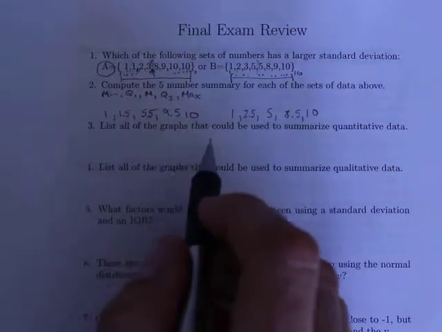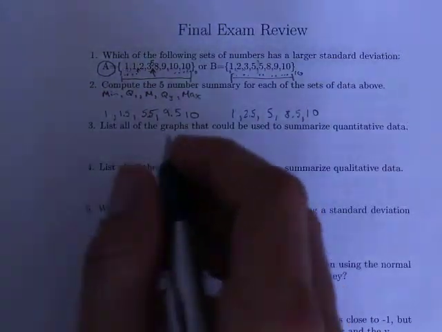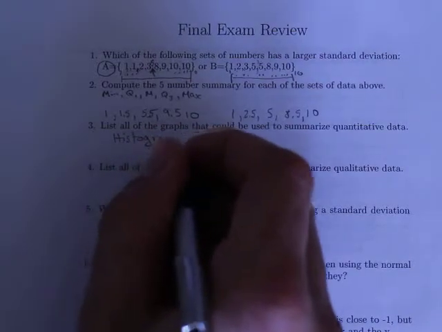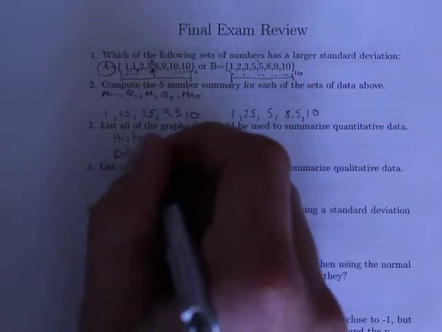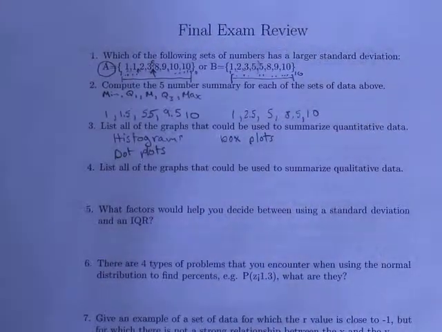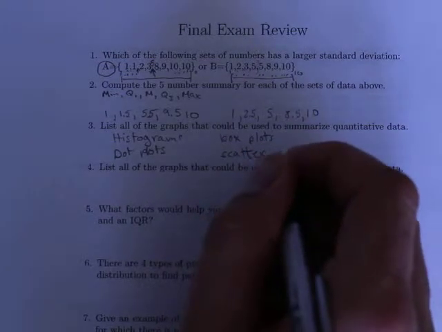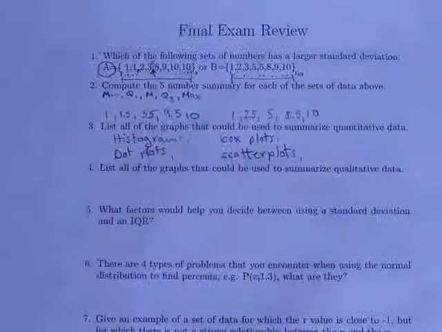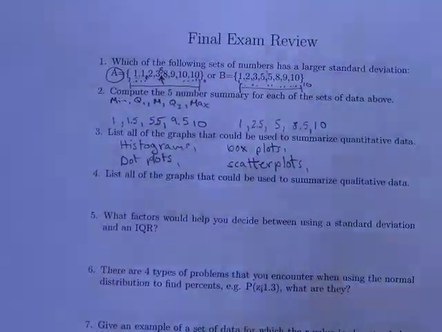Next, we're going to look at all the graphs that can be used to summarize quantitative data. Nothing special here. The ones we've learned about are histograms, dot plots, box plots. I suppose you could use scatter plots, although that is more for 2 quantitative variables. And I think those are the main ones we have worked with. Alright, you'll go to the next video to answer the remaining questions.